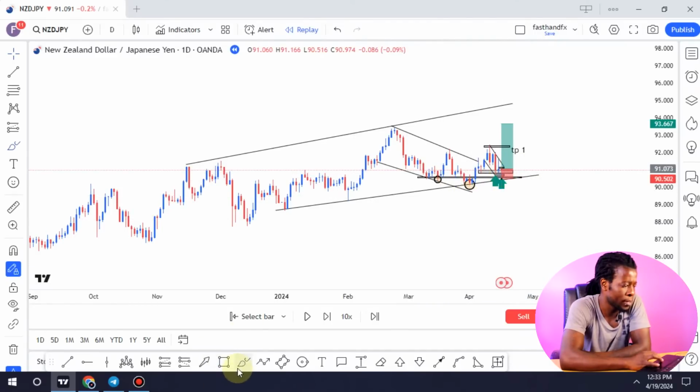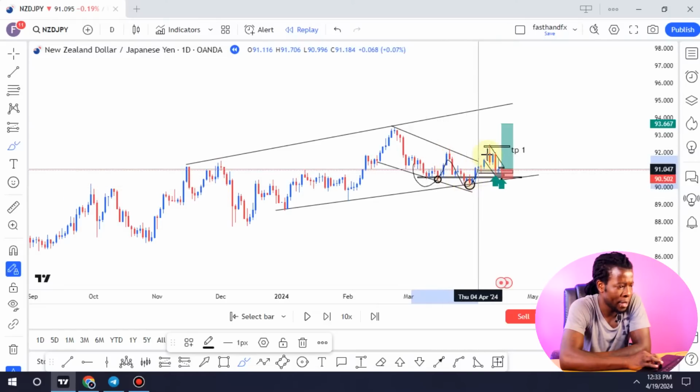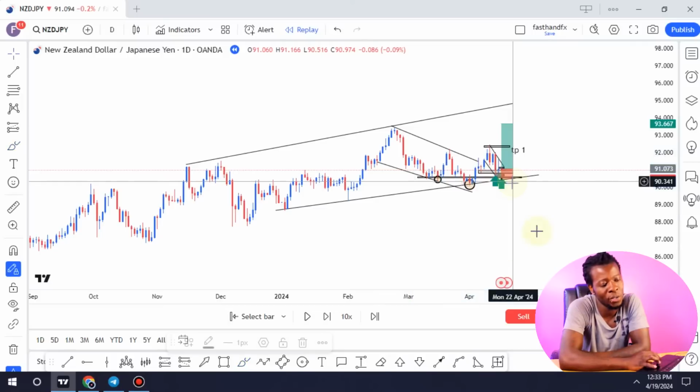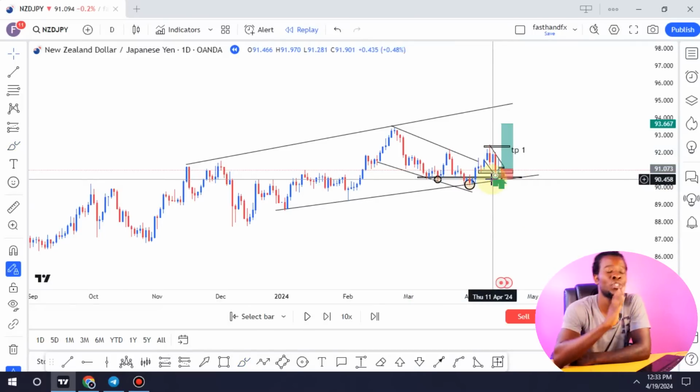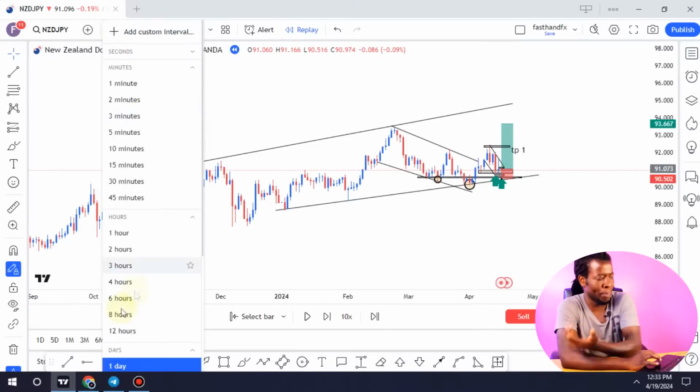So this is what I'm trying to say: left shoulder, the head, market went up, neckline respected. Now it was coming down to give me a right shoulder. So the moment I saw that this market wants to give me a right shoulder, that is when I said, I'm not going to miss this opportunity. Let me just see if I can take that buy position, or look for buy opportunities. Okay, so that was based on the daily.